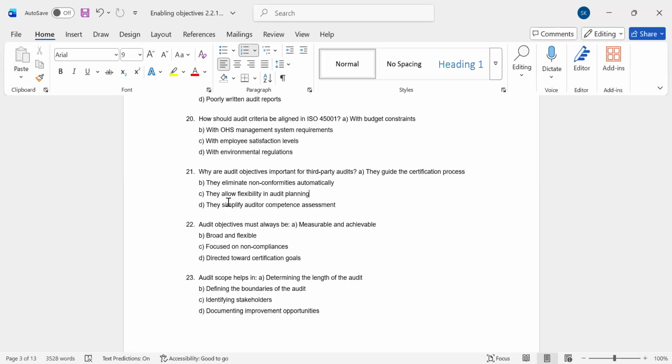Should we be in defining boundaries of the audit? Audit scope helps in determining the length of the audit, defining the boundaries of the audit. Okay, B. Yes, defining boundaries of the audit is right.